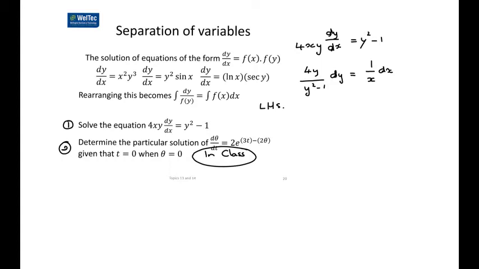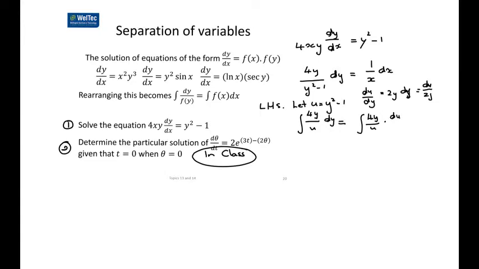We're going to have to integrate by substitution, so let u = y² − 1. Then we're integrating 4y/u dy, and we better find that du/dy = 2y. So dy = du/(2y). Now we can rewrite the left-hand side as 4y/u times du/(2y).